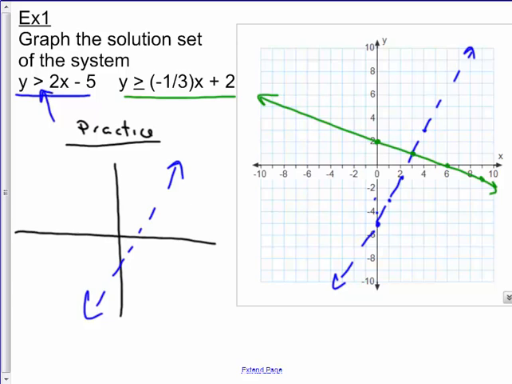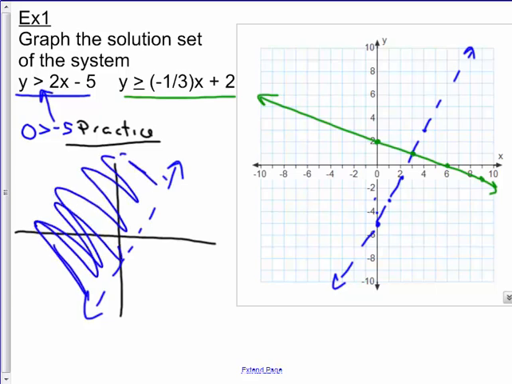So now I'm going to look, and I'm going to put in 0, 0 for x and y. I'm going to put in a point, and I get 0 is greater than -5. Is that true? Yes, it is true. So I've determined where I shade here. So I'm going to shade there because 0, 0, the origin, is true.